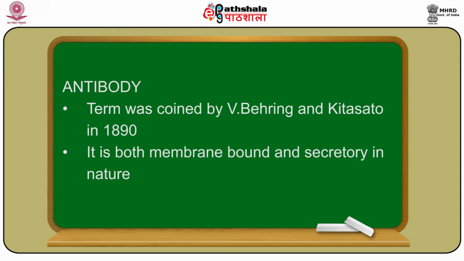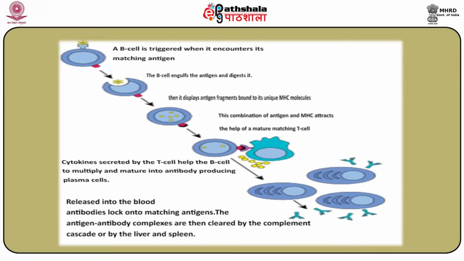The term antibody was coined by Von Behring and Kitasato in 1890. It is both membrane bound and secretory in nature. The membrane bound is located on B cells to recognize the pathogen, but secretory antibody is released in blood and body fluids after B cell activation for various effector functions.